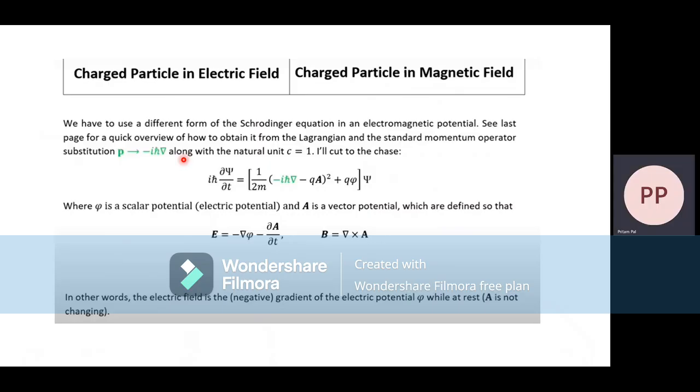I'm just showing that using some standard momentum operator substitution, we end up getting this field. The phi is basically the scalar potential, or the electric potential, and A is a vector. The electric field is equal to the negative gradient of this potential minus the first time derivative of the vector potential.